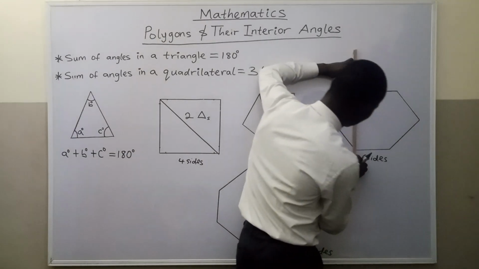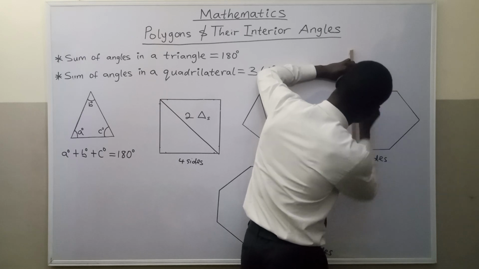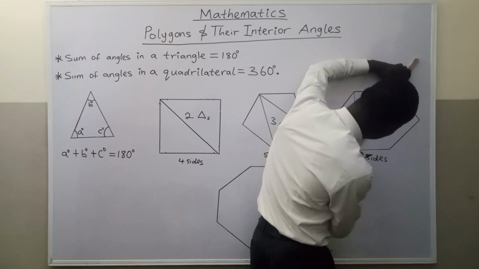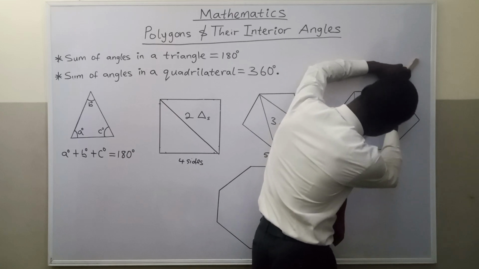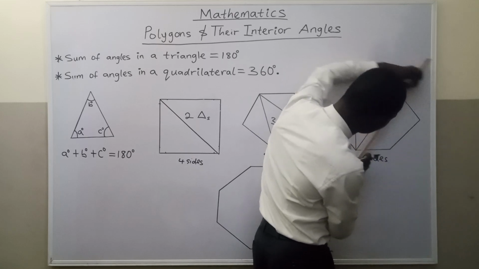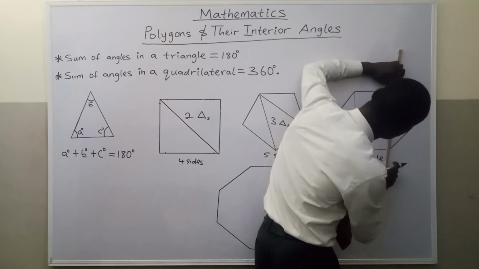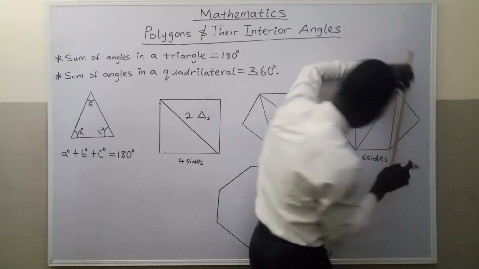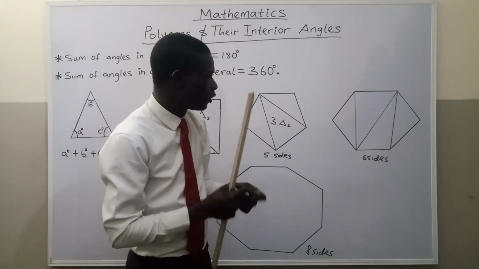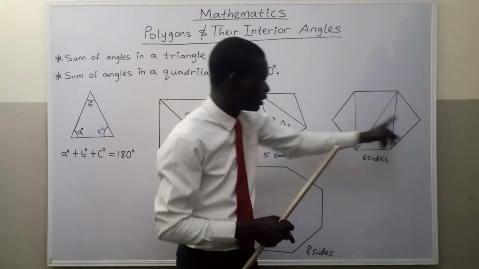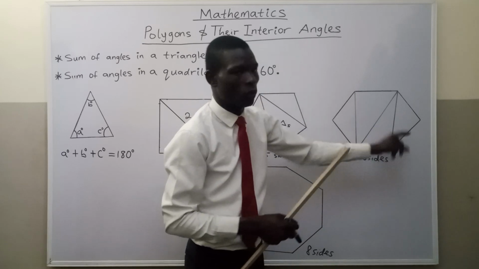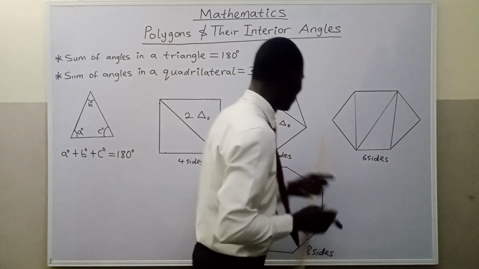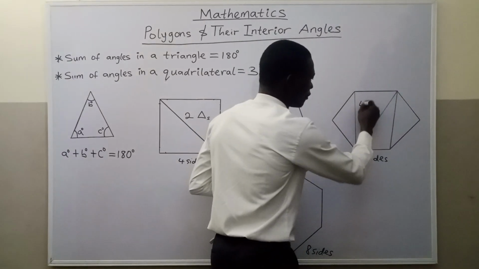So, I'll be fast with that. I think these are all. No other one can be joined. If I try to join this to this, it's going to cross this line, which I don't want to happen. So how many triangles are we having? 1, 2, 3, 4. So we're having 4 triangles here now.